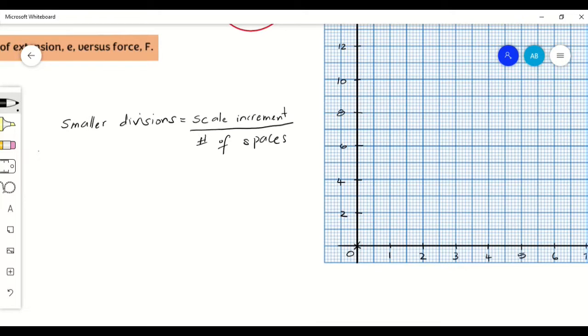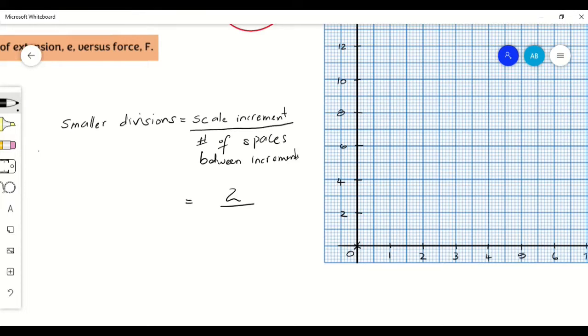Okay, so this formula for the smaller divisions, it's the scale increment divided by the number of spaces between. Let me finish that off. All right, so the smaller divisions equal the scale increment divided by the number of spaces between increments. So we have 2 here, that's our scale increment, it's increasing by 2. That's what increment means, how much it's increasing by. So each time, it's increasing by 2. 0 plus 2, 2, 2 plus 2, 4, 4 plus 2, 6, 6 plus 2, you get the gist, good. So my scale increment then is 2.